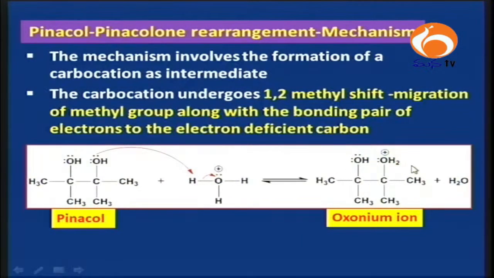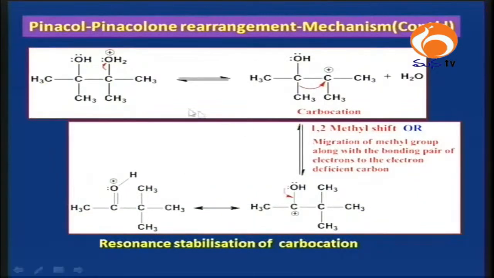Once this oxonium ion is obtained, in the next step, this will be eliminated as water and we will obtain this carbocation. We are having a tertiary carbocation because this carbon is attached to two methyl groups and also this particular alkyl moiety. Therefore, this is a tertiary carbocation. Once this tertiary carbocation is formed, it will undergo a 1,2 shift. In this particular case, it will undergo a 1,2 methyl shift.